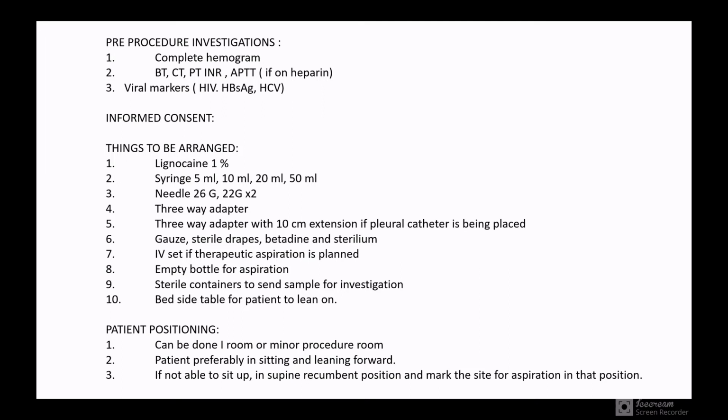A bedside table for the patient to lean on, so that there is more visibility and you can take out the fluid more quickly and very vividly.